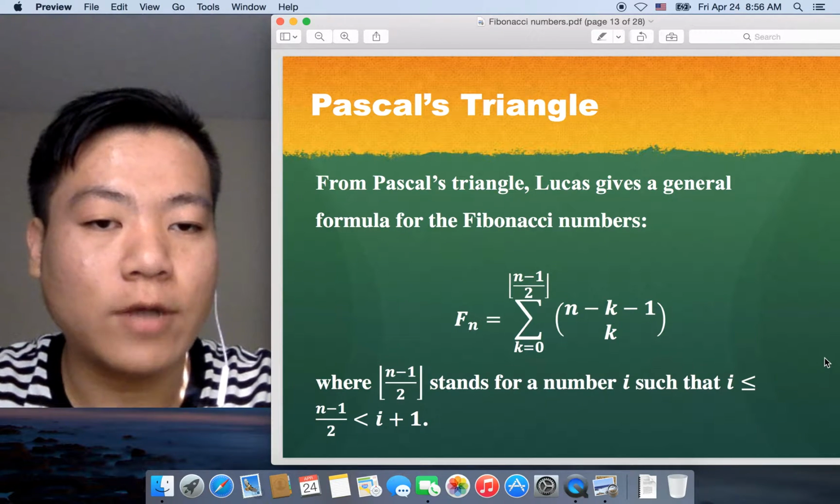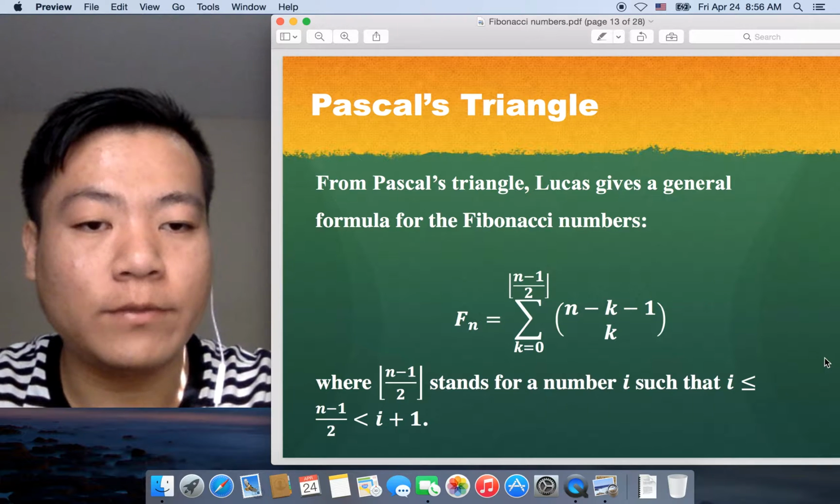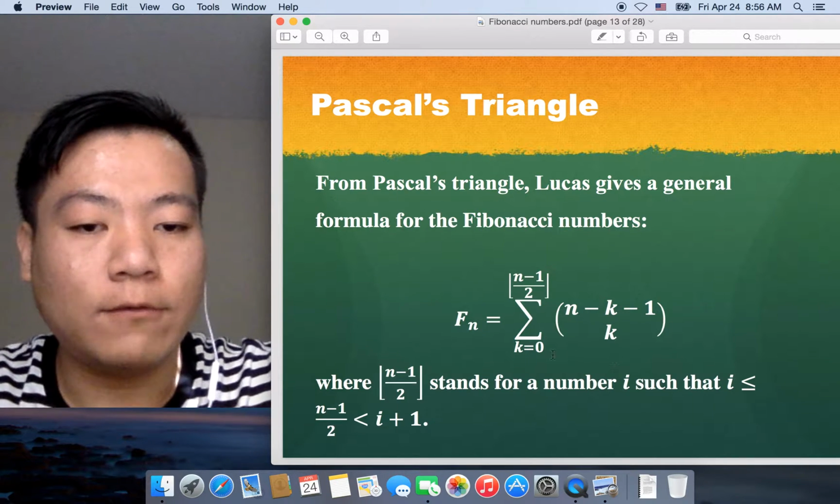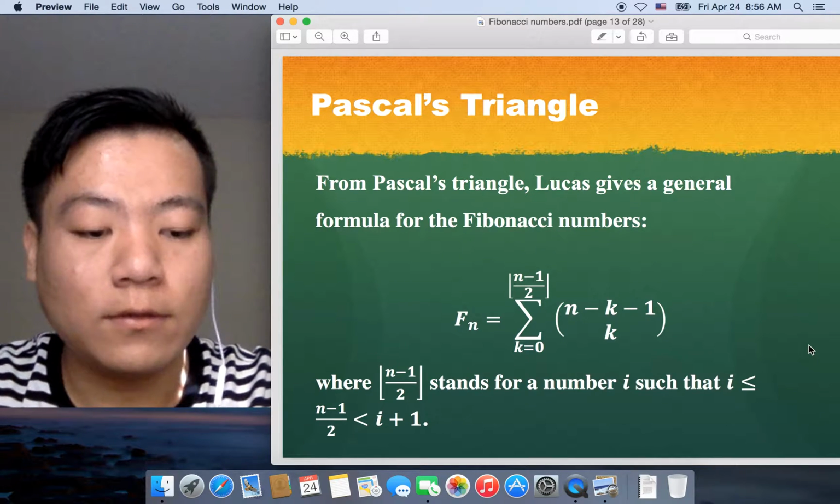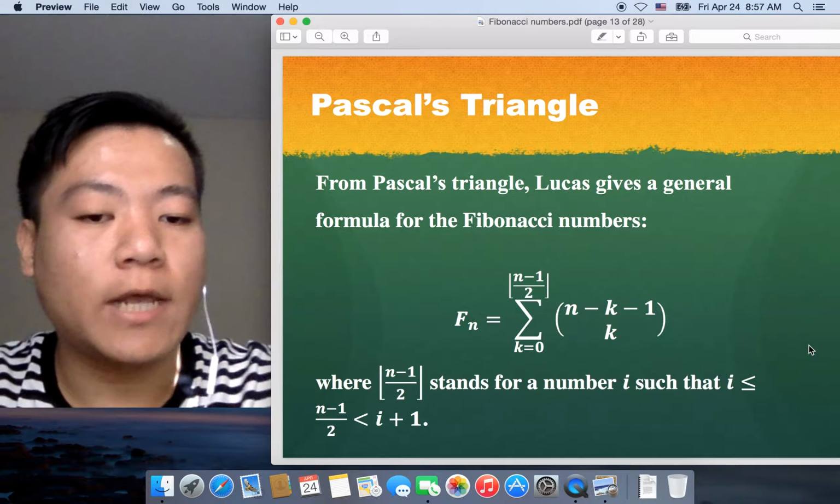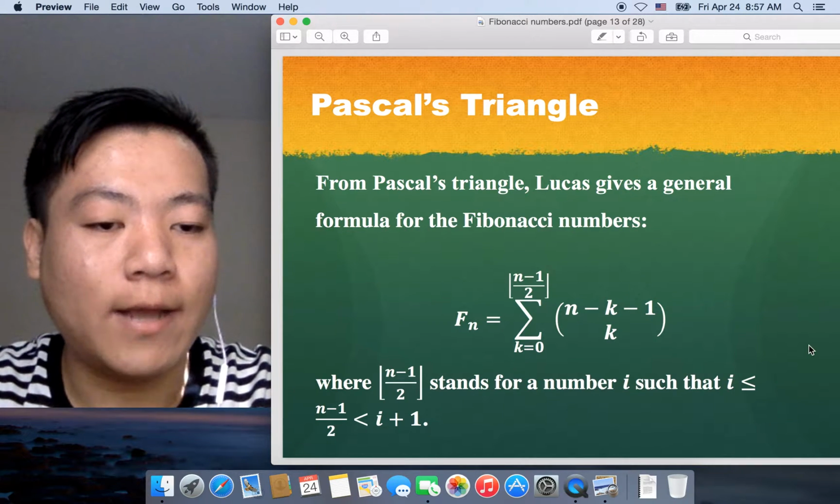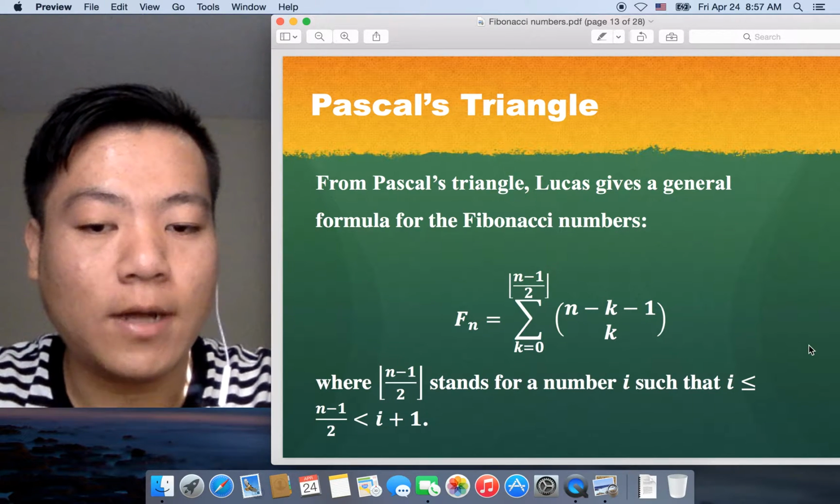From Pascal's triangle, Lucas gives a general formula for the Fibonacci numbers, and we can see it here, where the floor of (n minus 1) over 2 stands for a number i such that i is smaller than or equal to (n minus 1) over 2, and smaller than i plus 1.